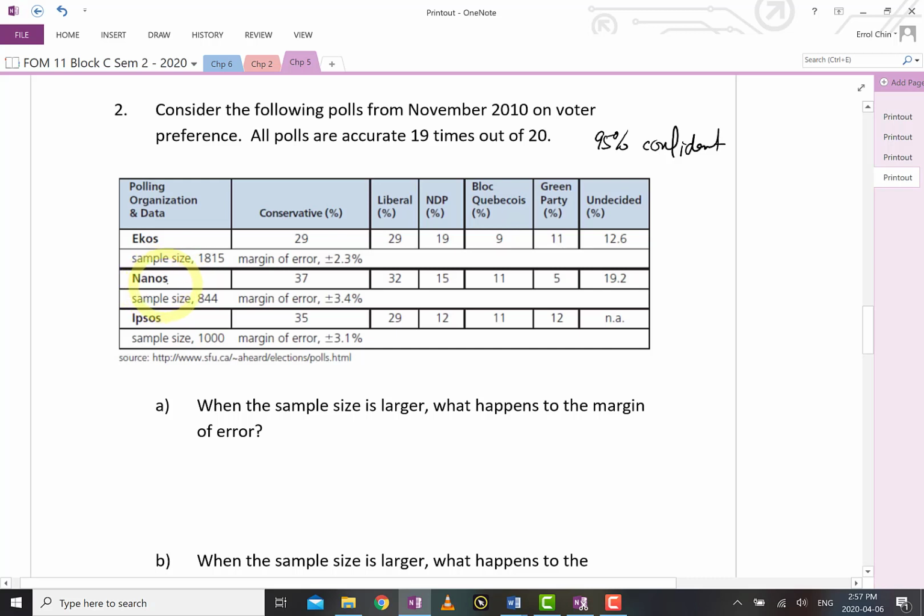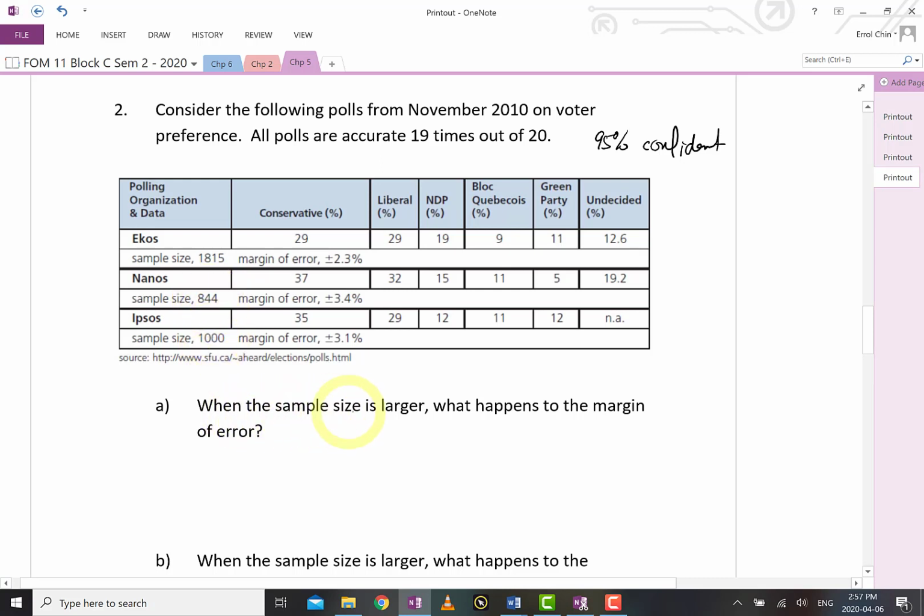Nanos does the exact same type of poll. Instead, they get 37% conservative, 32 liberal, 15 NDP, and so on. And their margin of error is a little bit bigger. Ipsos, well, they did the exact same poll, and their margin of error is slightly smaller. So it says when the sample size is larger, let's take a look. Sample size is 1,815. Sample size is small here. The sample size here in the middle is 1,000.